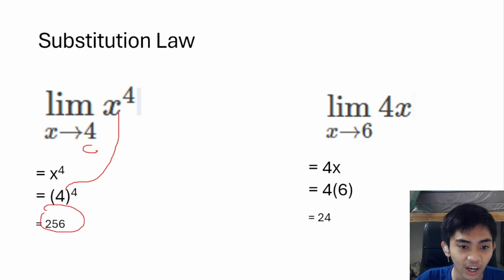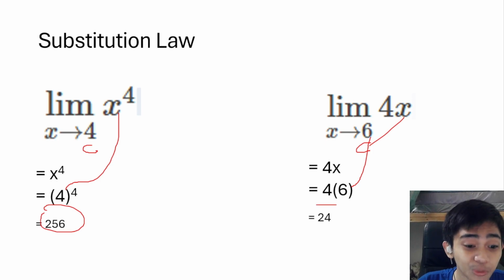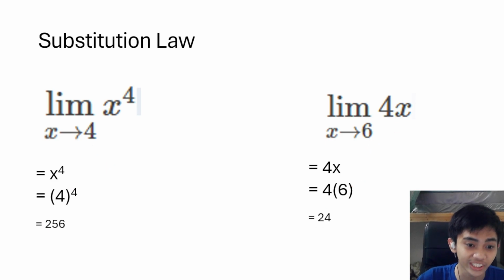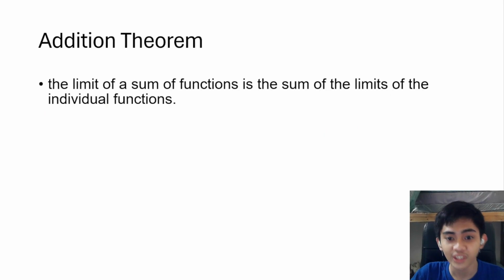And then the limit of 4x, and we substitute this is the c, so this is 4 times 6, and then 4 times 6 is 24. So that's basically what the substitution law states, and now we will move on to the next. Now that's it for substitution law. Next is the addition theorem.